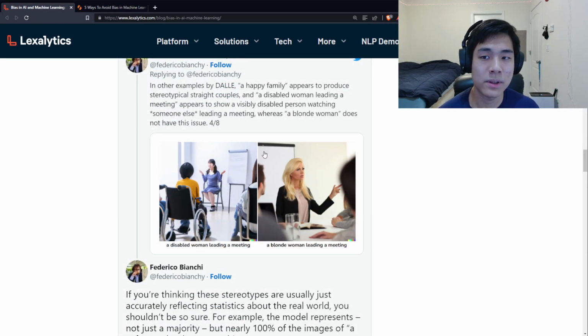And this is an example of DALL-E, between a disabled woman leading a meeting and a blonde woman leading a meeting. For the disabled woman, I'm assuming this is what DALL-E thinks a disabled woman is. Obviously, we don't know for sure if it also recognizes this as a disabled woman, but mostly it's putting the person in the wheelchair as sort of listening to the meeting rather than actually giving the meeting itself.